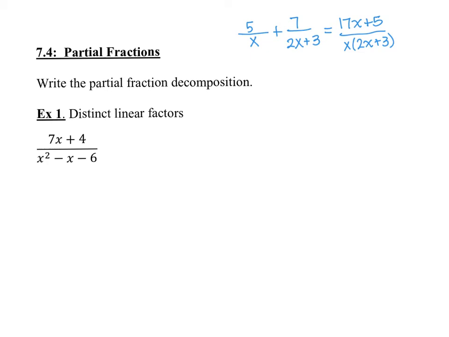7.4 is on partial fractions. I'm going to show you what a partial fraction is before we start doing a partial fraction decomposition. So if you look at the top, I wrote that this fraction plus this fraction is equal to this fraction. So the two fractions that were added together, this one and this one, are called the partial fractions. And they're just the little fractions that make up the entire rational expression.